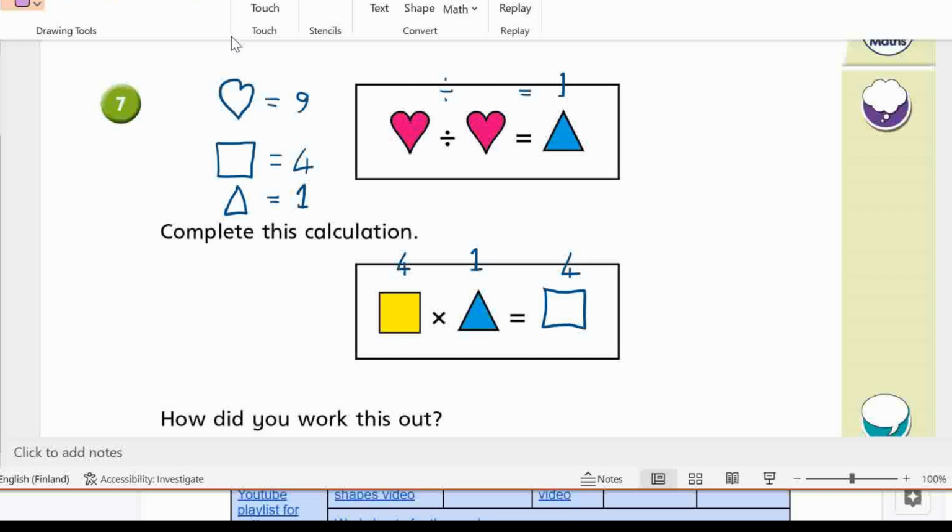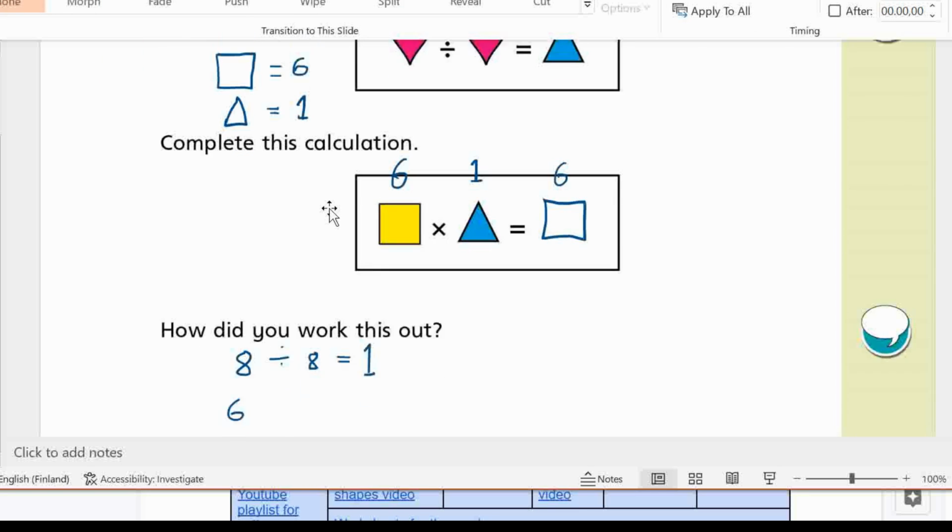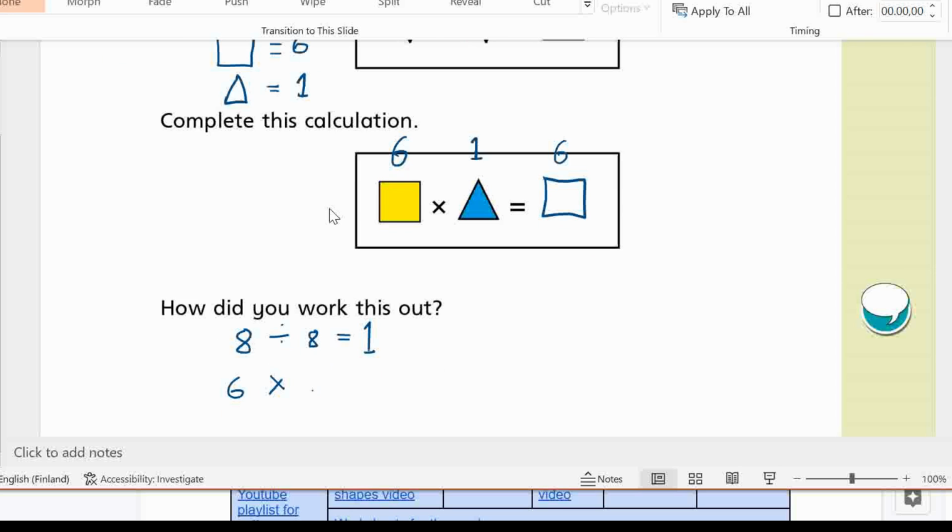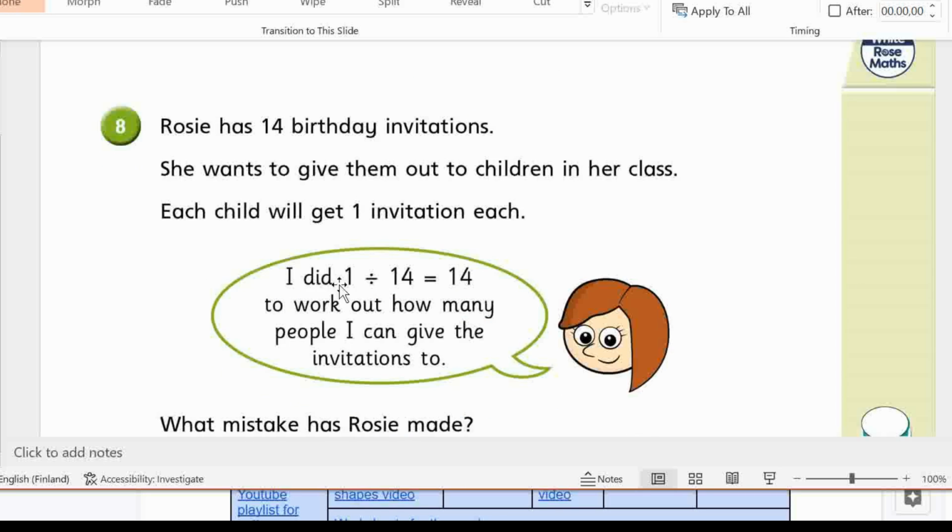Let's change it around. You can't change triangle, of course, but give me a different number for heart. 8. And give me a different number for square. 6. Okay, so again, 8 divided by 8 equals 1. Okay. So then 6 times 1 equals 6. Okay, and then you can do something like this. Triangle equals 1. Heart equals 8, and square equals 6. And you can do other calculations if you want like that, just to show you've understood.